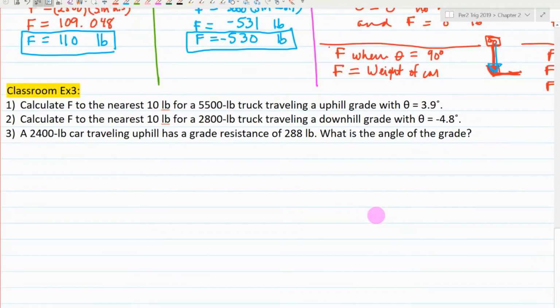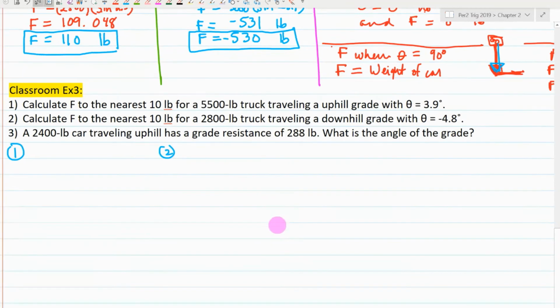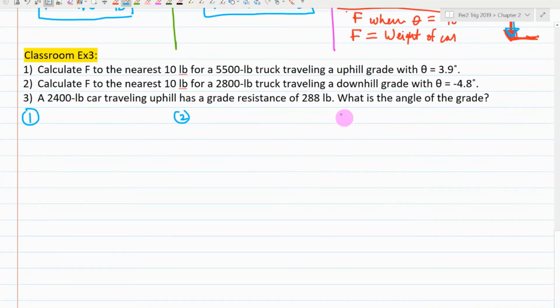Go ahead and do the next 3 problems and then pause the video and come check your answers. Be careful on number 3 that you're answering it correctly, meaning that they're not asking you for force on number 3.